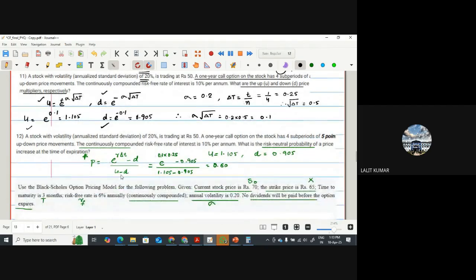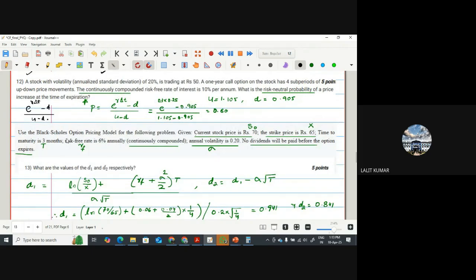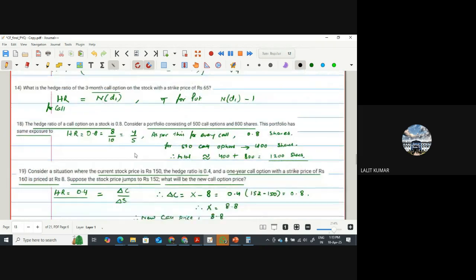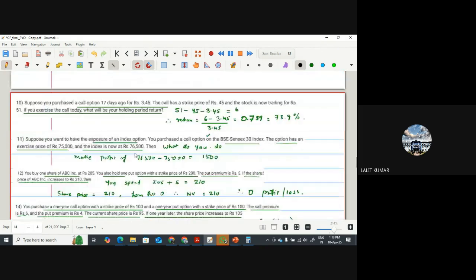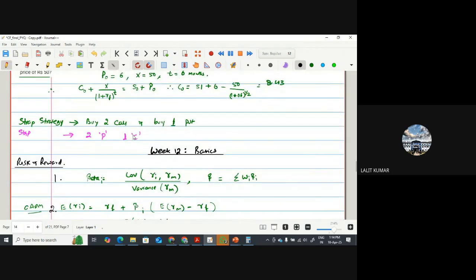So they have calculated the up and down price multipliers. Okay. And then they have asked the same probability, the risk neutral probability. So risk neutral probability is (e to the power r delta t minus d) divided by (u minus d). Black Scholes I will not cover, because they have told us that they will not be asking on this. So I'll not solve these full complex questions. Then these are basic questions from week 10 on the same formulas.